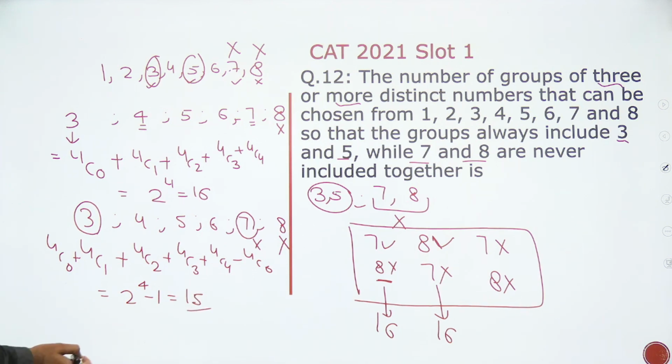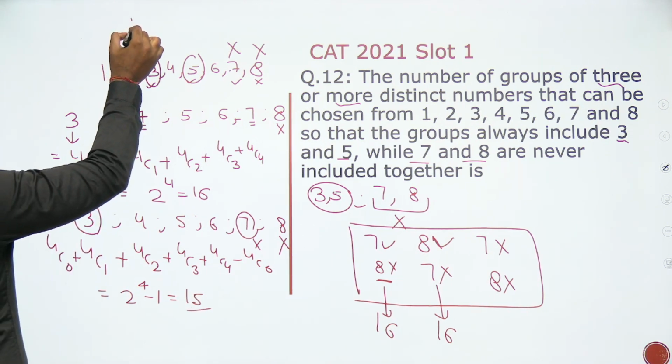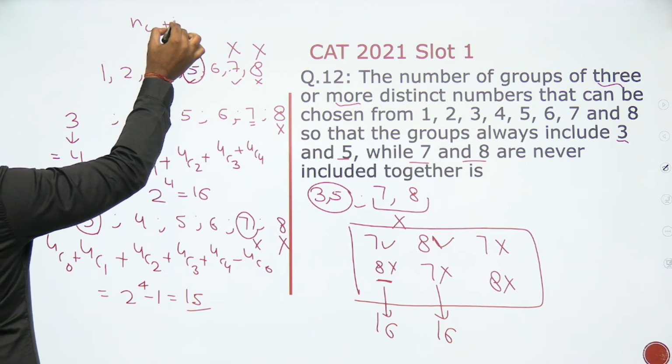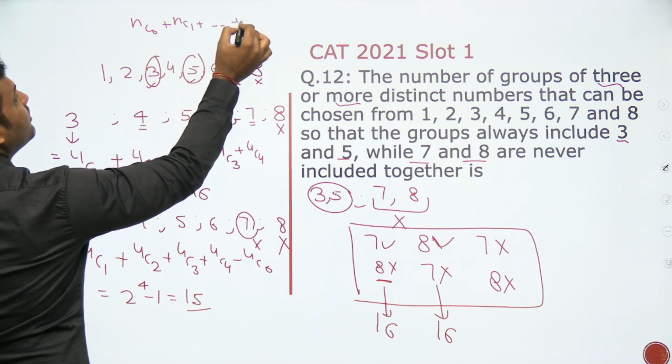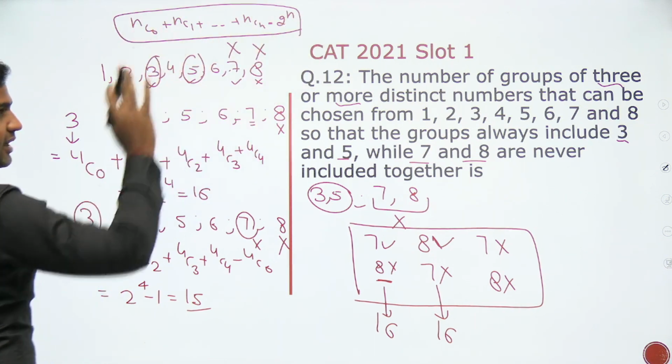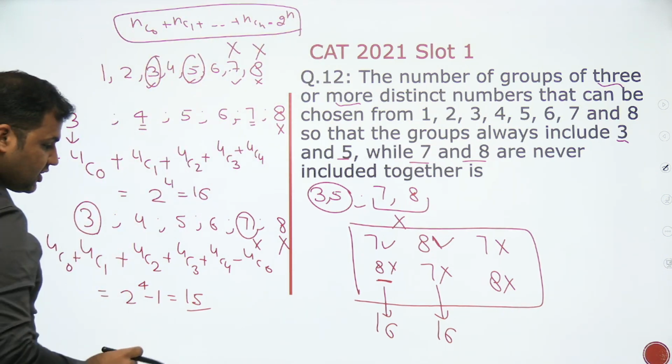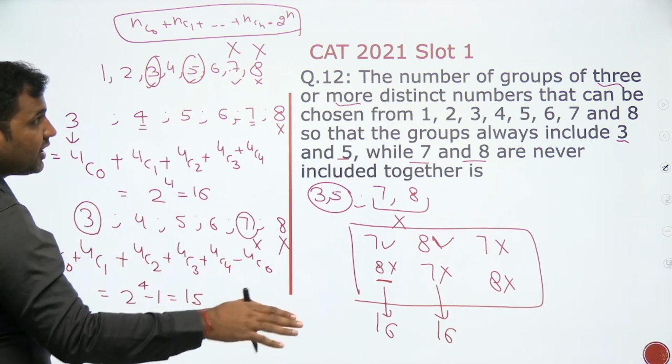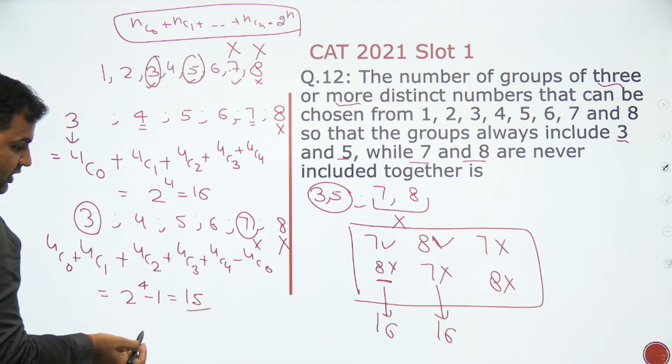Why am I writing it down like this, 2 power 4? Because there's a standard property in permutation combination that nC0 plus nC1 up to nCn is 2 raised to power n, which we can prove very easily. The derivation you will learn in the PNC chapter, right? There are a lot of videos that I have already uploaded on PNC on this channel, guys. You can check them.